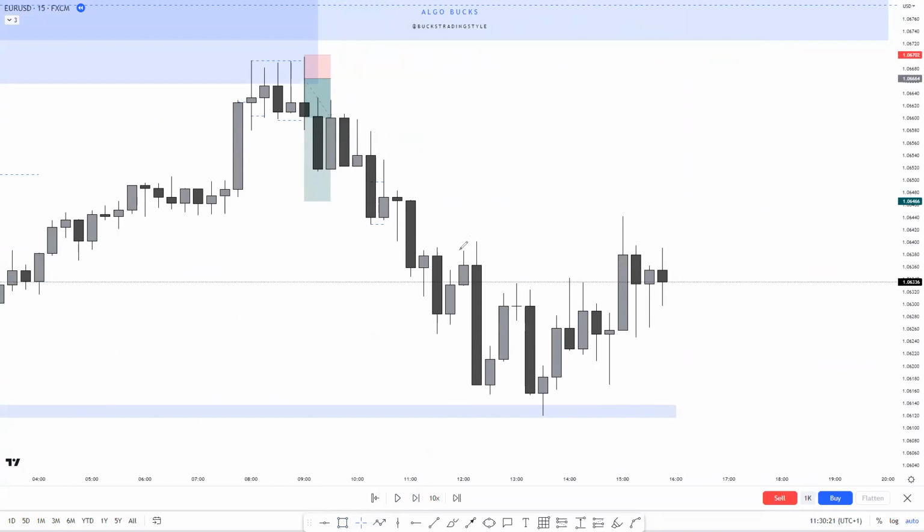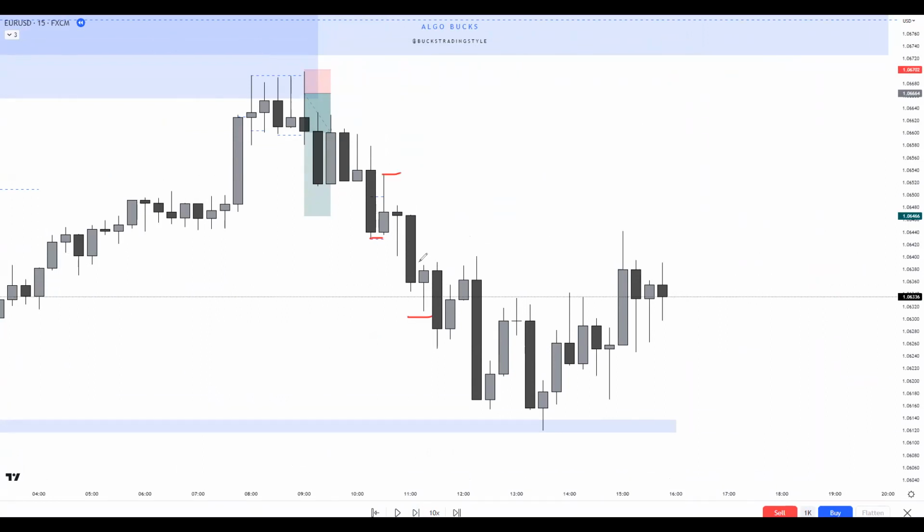Trust me, the more you mark out structure points, the more you are going to understand how price works. Just keep on marking your external structure. If you keep on marking external structures, you see this was a 15-minute MSU for the sell into the demand zone. So we keep on marking external structure.